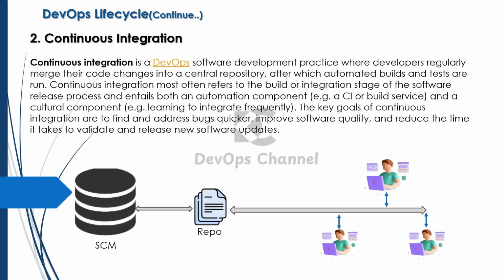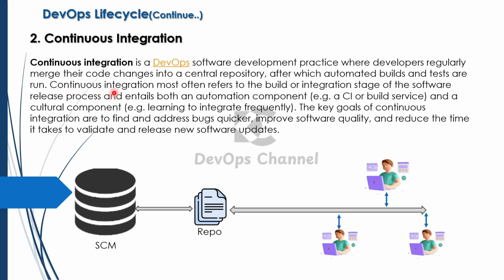Continuous integration is a DevOps software development practice where developers regularly merge their code changes into a single central repository, after which automated build and test are run. So after continuous integration, the continuous testing phase comes into play, but we have discussed it earlier.